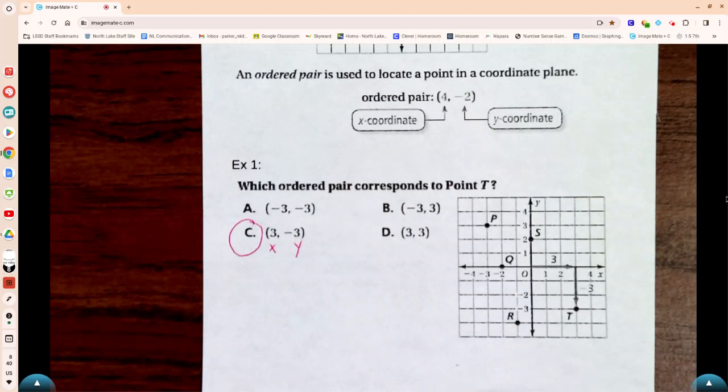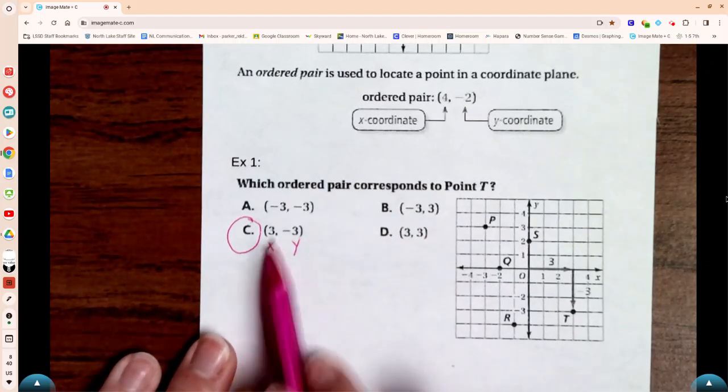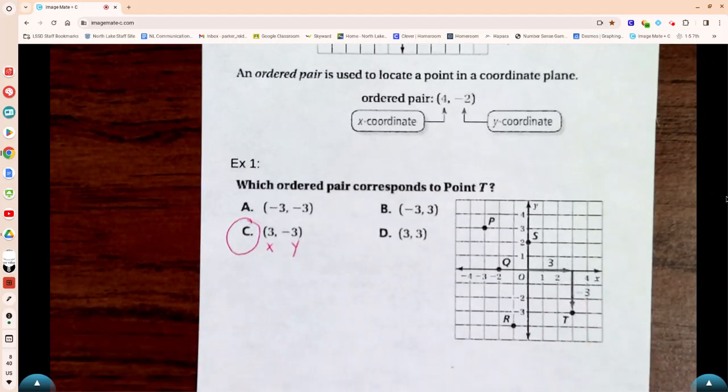Y value, the second one. Sometimes we might think, oh, it's B, but remember, the first value is x, and that was positive. The second value is y, and that was negative. Questions about why that's the answer for this one?